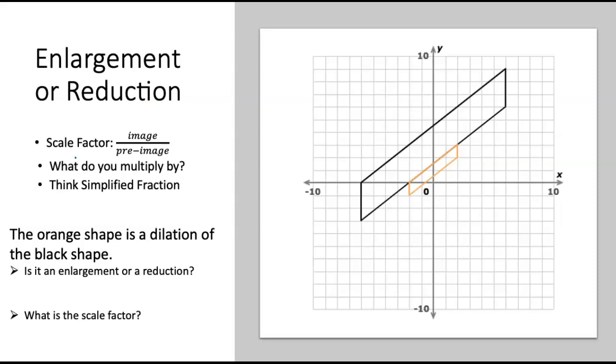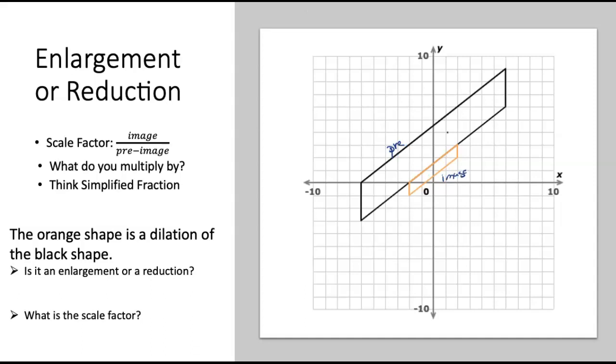When we do this, we have a scale factor, which just means how much should we shrink it or how much should we expand it. We think about that as multiplication and as a simplified fraction. So let's jump in here. The orange shape is a dilation of the black shape, meaning that this black shape is the pre-image and the orange is the actual image.